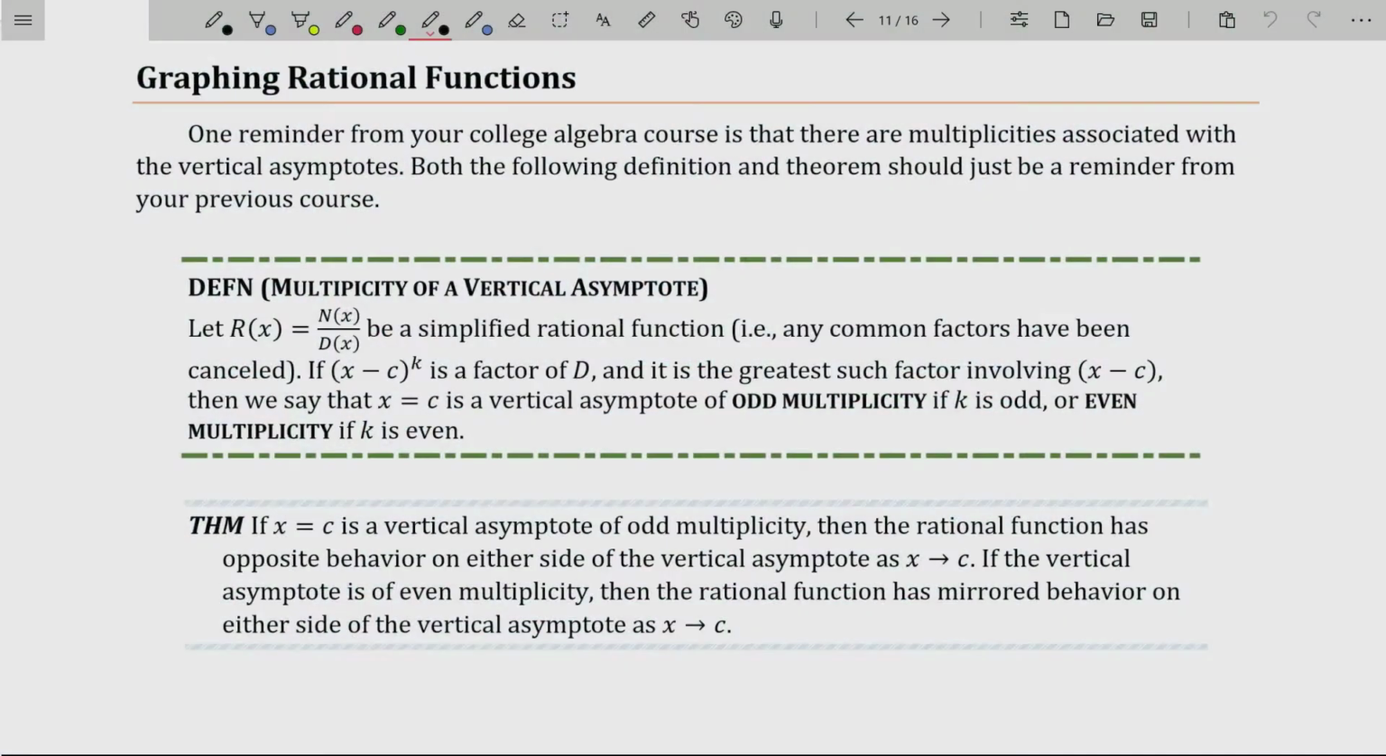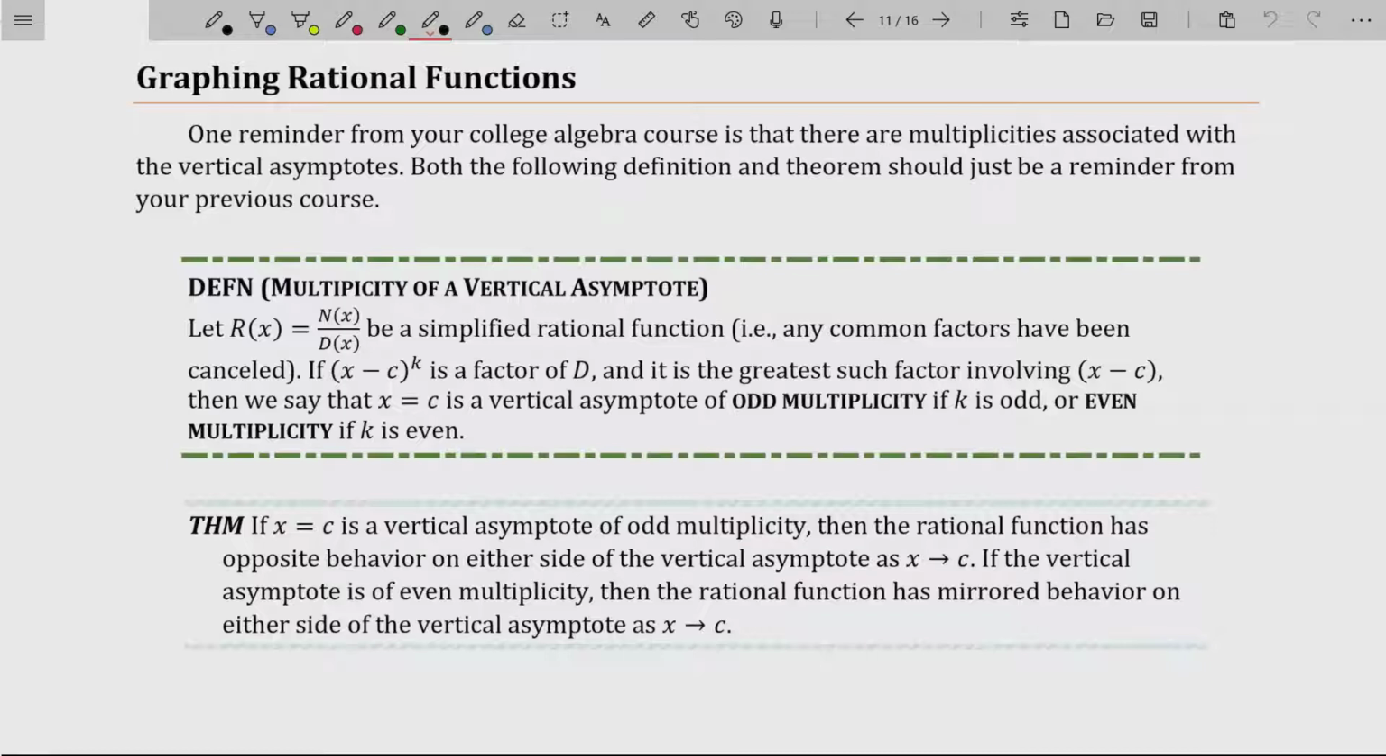Hello, my name is Roy Simpson, professor of mathematics at Cosumnes River College in Sacramento, California. This video is a continuation on rational functions, which is within a unit of polynomial and rational functions of a pre-calculus course. You should have finished my video on asymptotic behavior of rational functions, so you know what asymptotes are and how to find them.